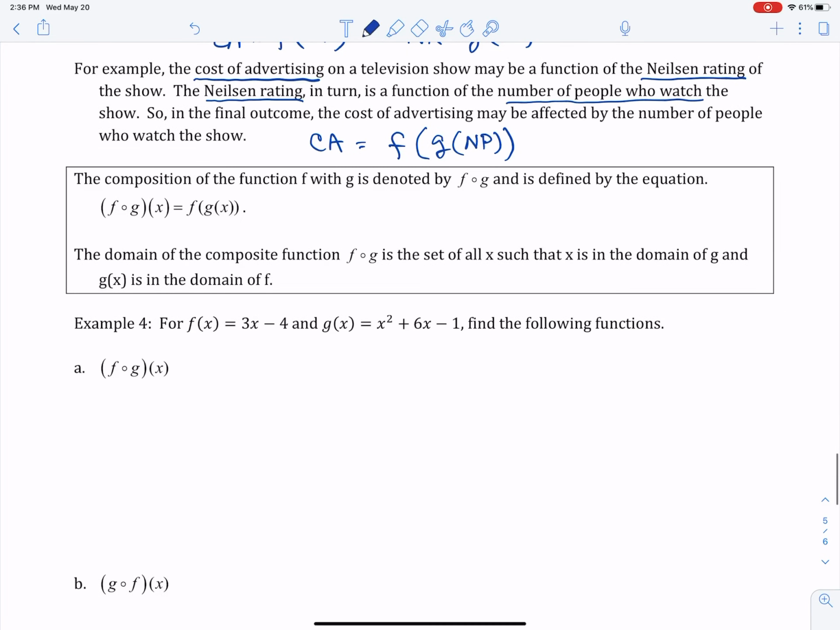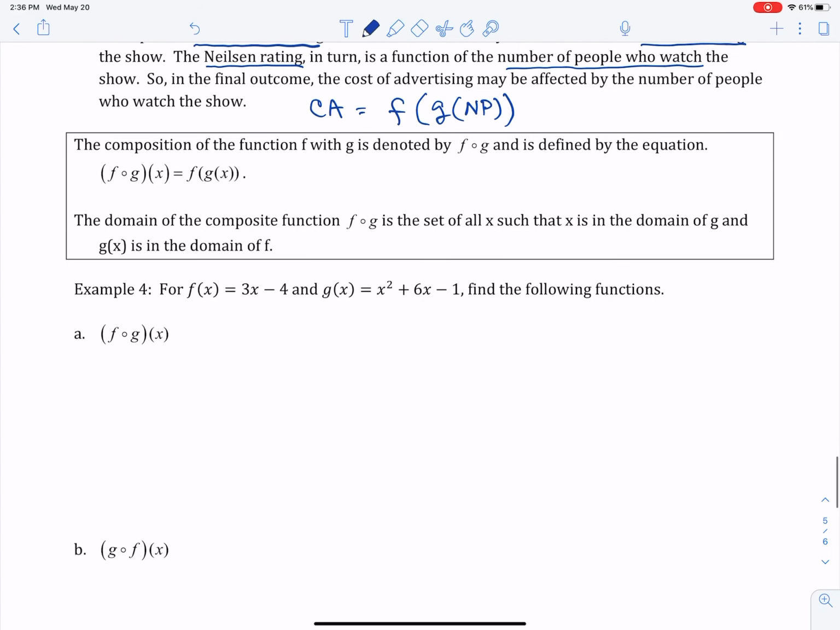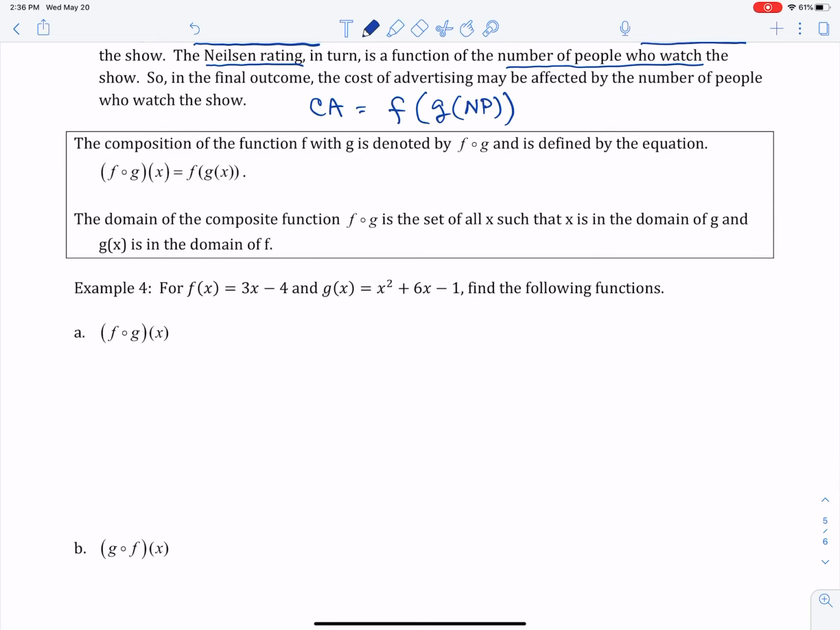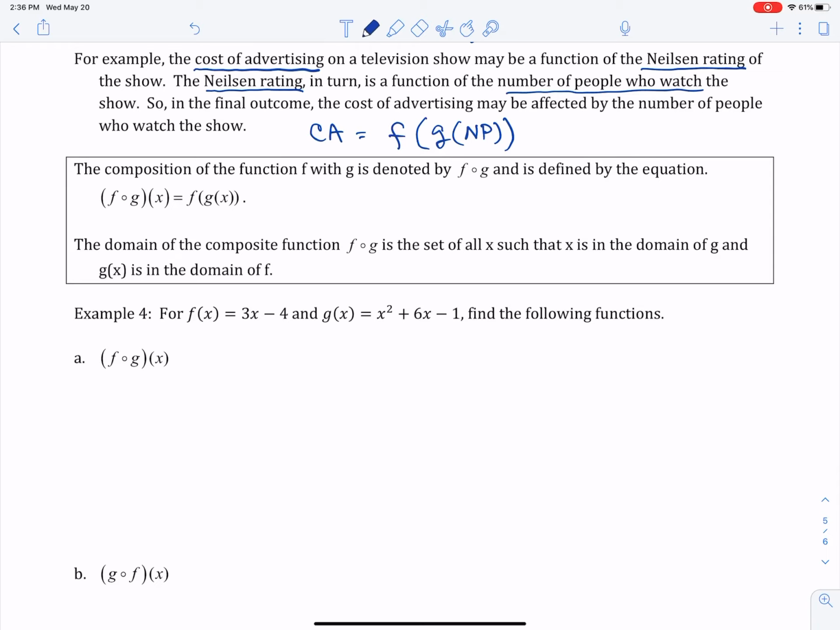So composition of function f with g is denoted by f, a little circle in the middle, g, and it's defined by the equation f of g of x is equal to f when the argument is g of x. The domain of the composite function is going to depend on the domain of g and the domain of f when the argument is g of x.